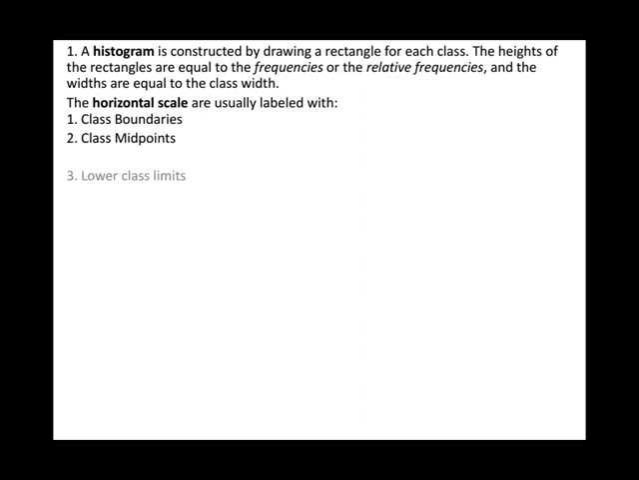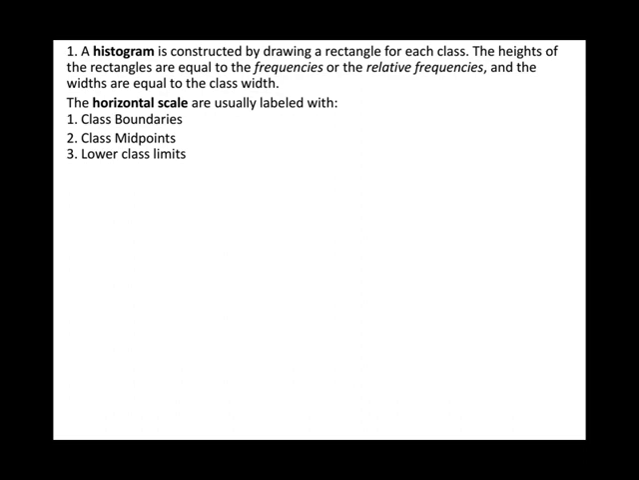The first one is histogram. Histogram is a graph consisting of bars. The y-axis is usually labeled with frequency or the relative frequency. The x-axis is usually labeled with class boundaries or class midpoints or lower class limit.